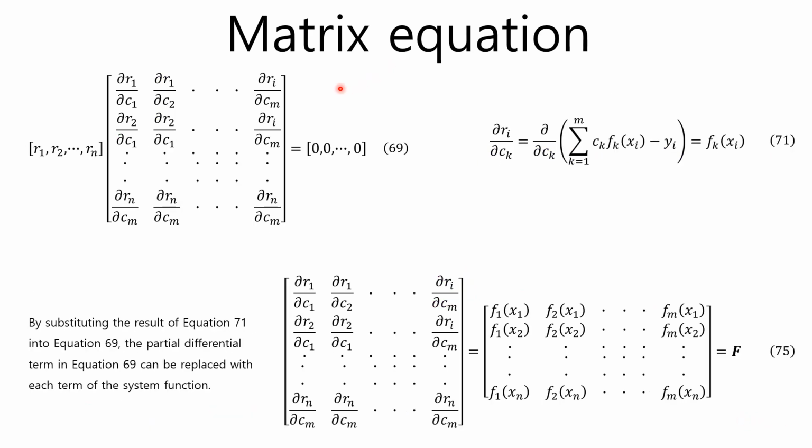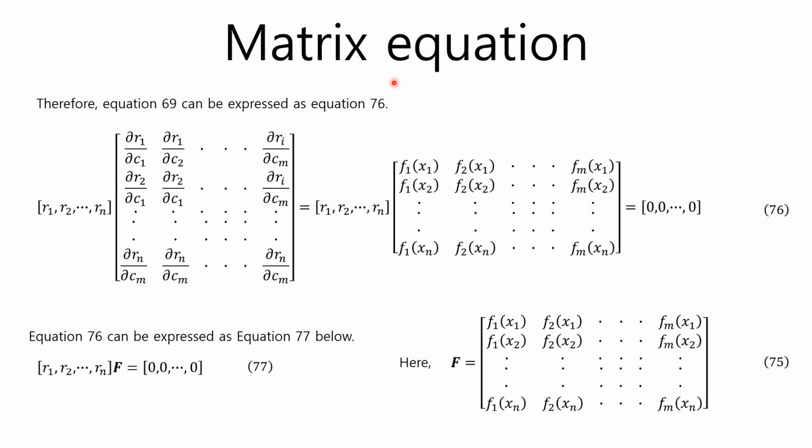From equation 69 and equation 71 derived previously, if we substitute the result of equation 71 into equation 69, we can see that the partial derivative entry in equation 69 can be replaced with each term of the system equation. Therefore, the rectangular matrix in equation 69 can be replaced with the terms of the system equation as in equation 75, which is denoted as the F matrix. Let us replace the rectangular matrix in equation 69 with the F matrix in equation 75.